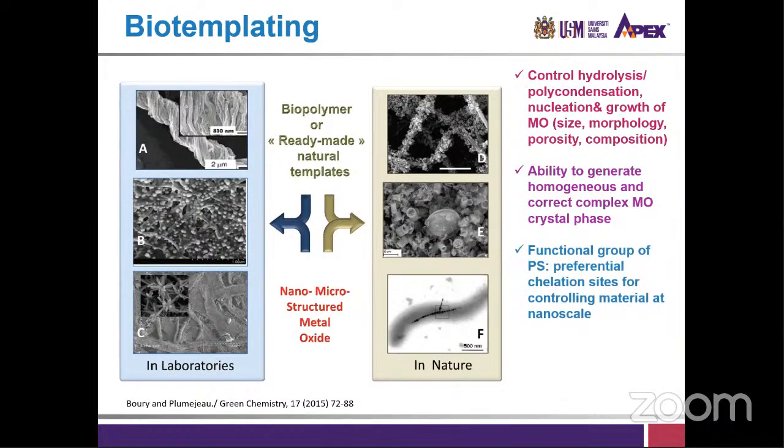And we understand that when we use biopolymers, there will be a lot of different functional groups, depending on what kind of biopolymers we use. This functional group of polysaccharides or biopolymers can be a preferential chelation site for controlling the material at the nanoscale level. When everything is done, we can use that particular material as a potential for adsorption and removal of pollutants.